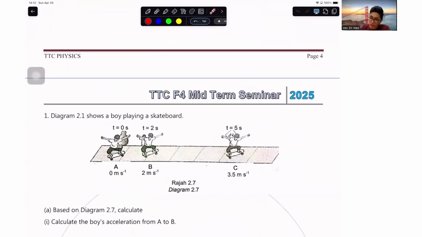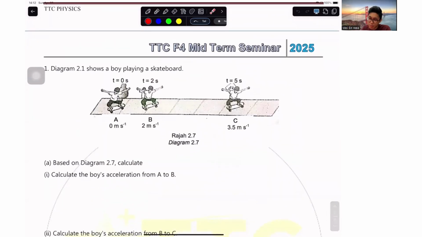All right, so here we have a little boy, and this boy is playing a skateboard. Now, here you can see three of these boys, right? They are all the same person, but this is his location at different times. So you can see here t equals 0 seconds, 2 seconds, and 5 seconds. Let's say at the start, I take a picture, the boy is here. After 2 seconds, I take a photo, the boy is here. After 5 seconds, I take a photo, the boy is here. So this is the location of the boy at different times, basically.